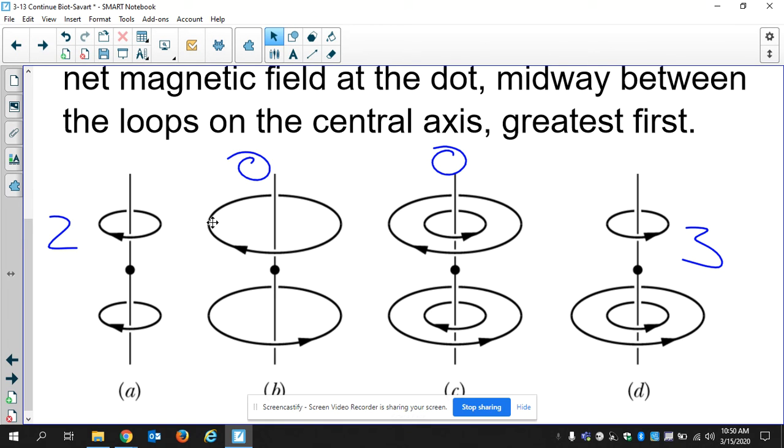If we go here, we would say we curl your hand this way. This one, we would have our thumb pointing down. For this one, we'd have our thumb pointing up. Total would be 0. They cancel. Here, thumb points up. Here, thumb points down. Here, thumb points up. Here, thumb points down. So that's why 0 and 0. And then here, thumb points up. Here, thumb points up. Here, thumb points up.